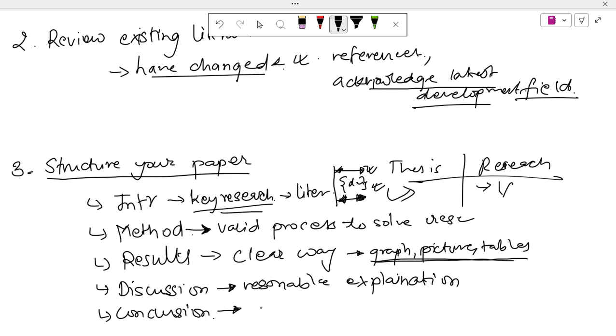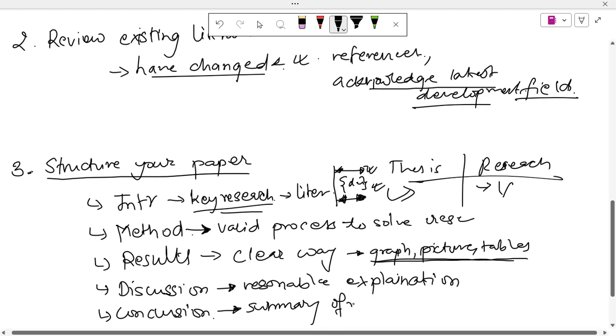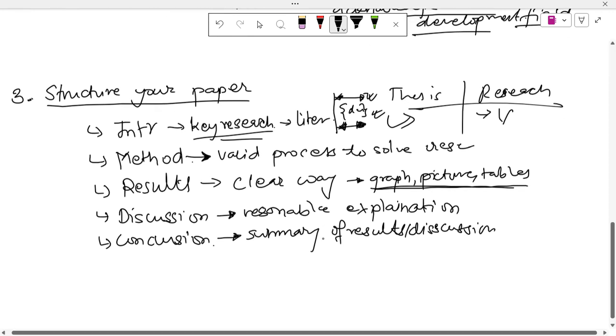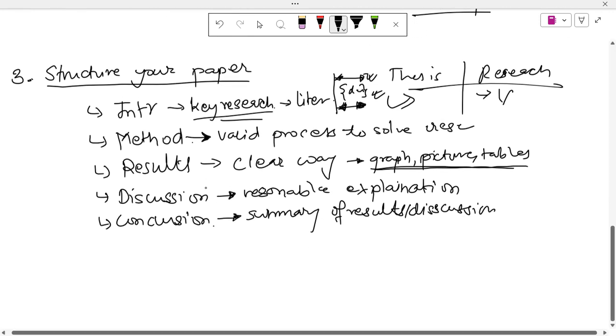Conclusion is a very summarized way of presenting your findings, and you can also suggest areas for future research. So it is a summary of results or simply discussions. So these are the structure. I will talk more about this, how to write a very structured paper, in the next video.